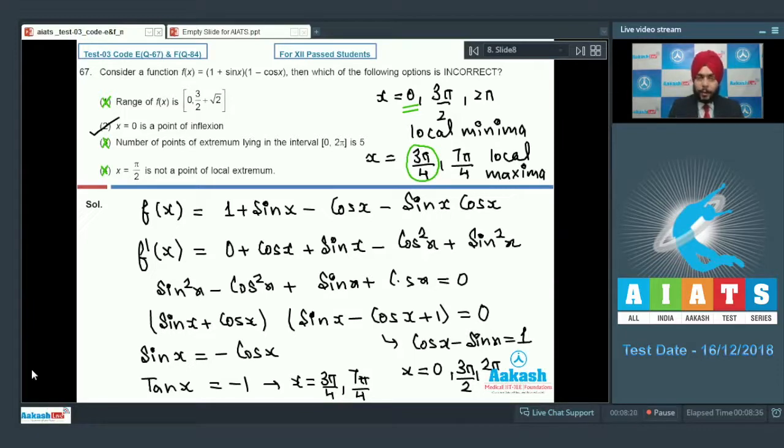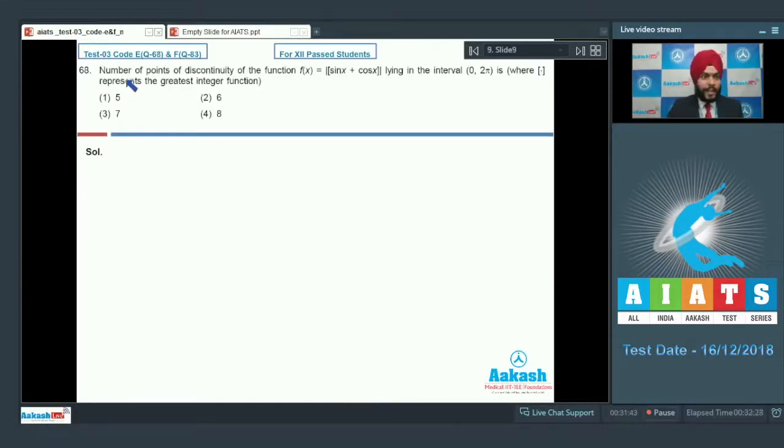Okay, let us move on to the next question. Question number 68 says that the number of points of discontinuity of the function f(x) equal to the modulus of the greatest integer of sin x plus cos x, lying in the interval 0 to 2 pi, is. Now students, first of all pay attention, it is an open interval.